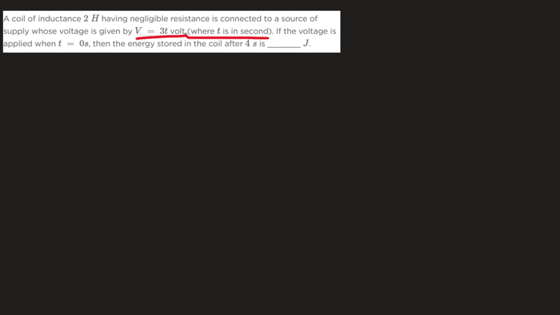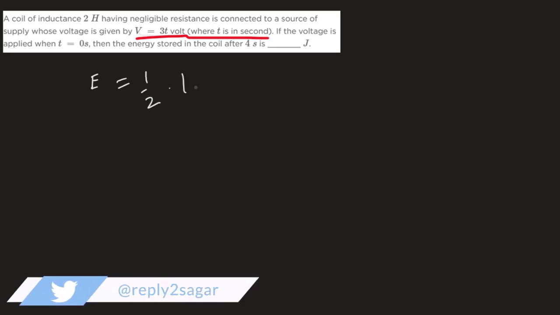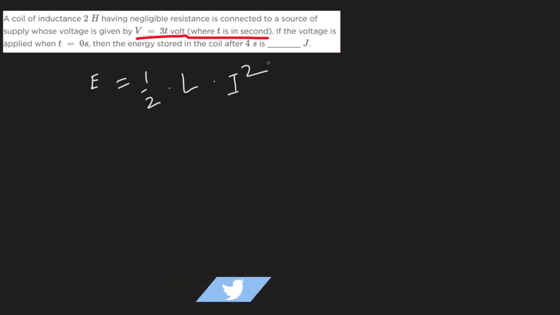If you want to find the energy stored in the coil, we have got a simple formula to do that. So energy stored in the coil is equal to 1 half Li square. Okay, this is the formula. Now L is the inductance. So inductance is given as 2H, as you can see over here. So if you know the current, then we can easily find the energy, right? So how to find the current?